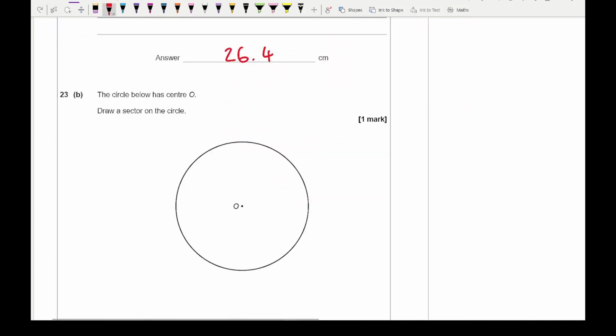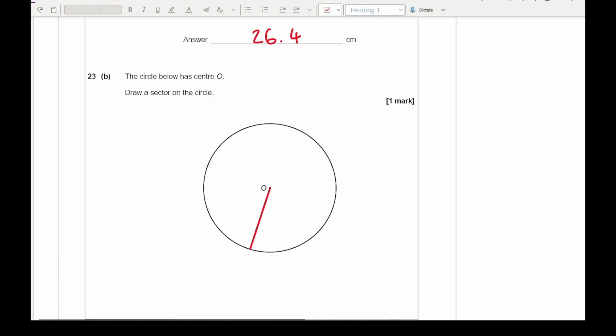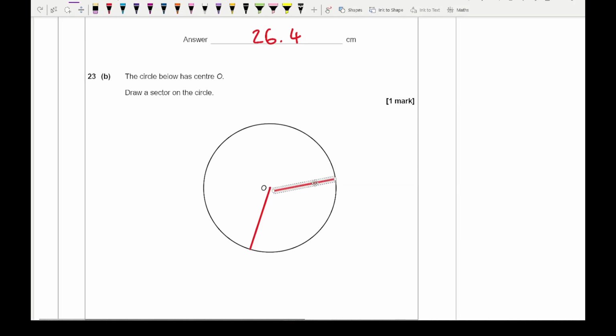Draw a sector of the circle. So for this, all you need to do, with a ruler, is draw a slice from the center O. So again, it could be absolutely any size. So imagine that you're drawing a pie chart, and all you want to do is draw a slice. And the key thing you just need to remember is to make sure that the angle of your sector is at the center. But again, any size slice would be fine.